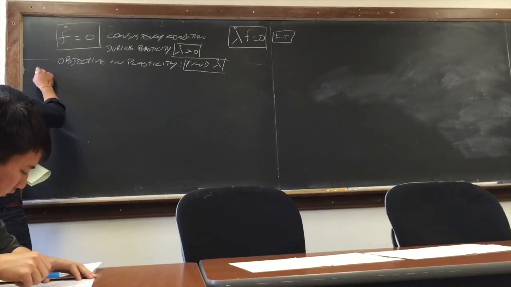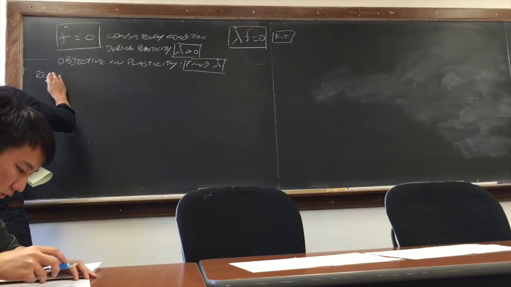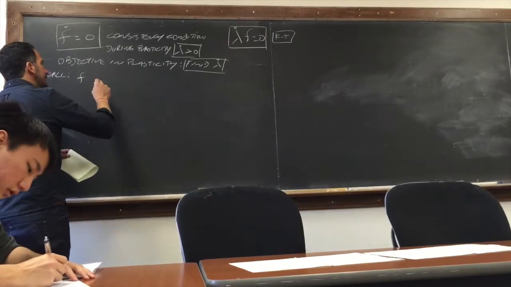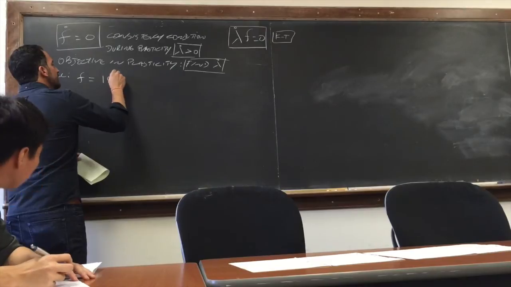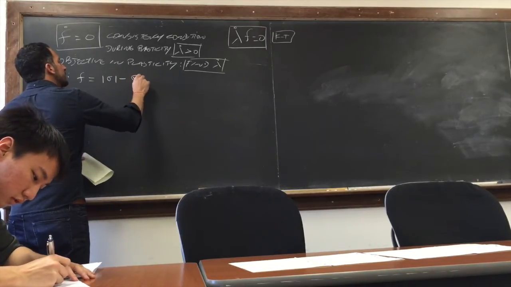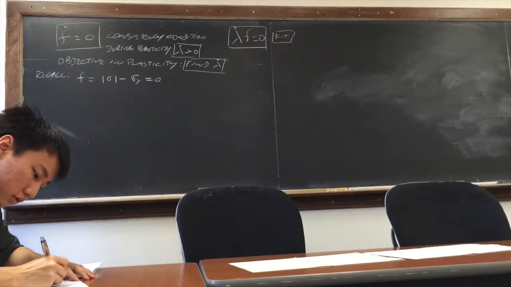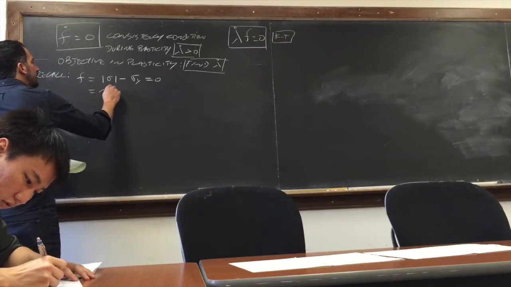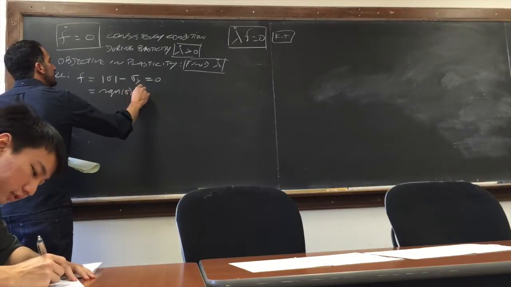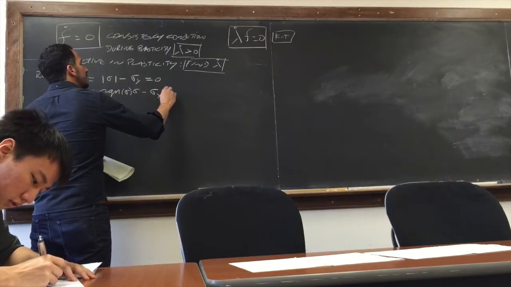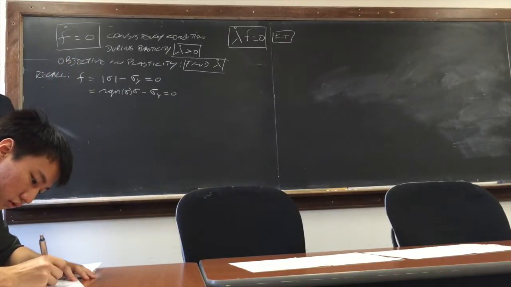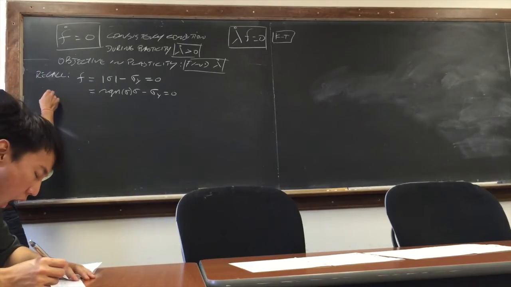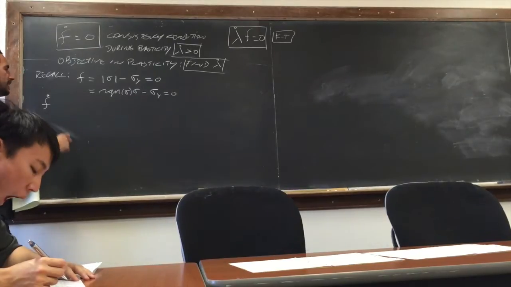So let's go back. Oh, my handwriting is terrible today. Let's recall that our f in the bilinear model, the simple bilinear model that we're studying, is the absolute value of sigma minus sigma y equal to 0. That's a yield function. And so we rewrote this as the sign function of sigma times sigma minus sigma y equals 0. This is just a replacement for the absolute value of sigma. And now the name of the game is to find f dot. So we go ahead and evaluate f dot.